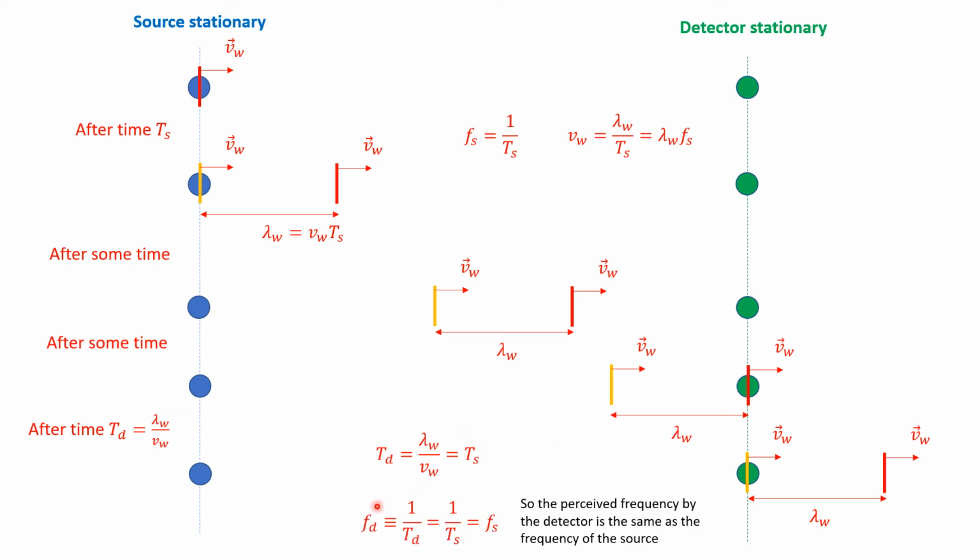And since the frequency is 1 over the period, that means the frequency that the detector is perceiving the sound wave to be at is 1 over the period of the detector, but it's also 1 over the period of the source, and so it's the same as the frequency of the source. And so the frequency of the detector is exactly the same as the frequency of the source. In other words, the perceived frequency of the sound wave is exactly the same as the frequency that the source is emitting the sound wave at.